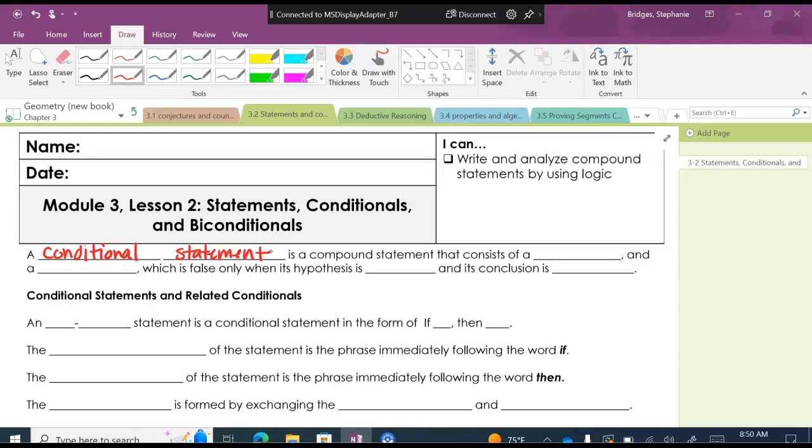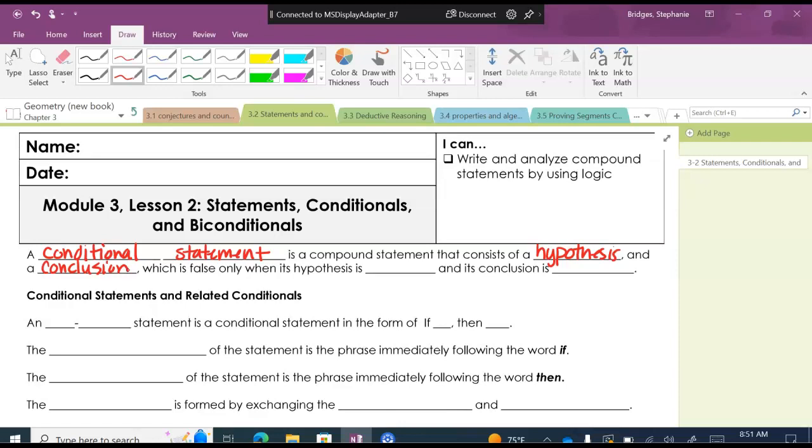In science, you make a hypothesis and a conclusion. So this compound statement consists of both a hypothesis and a conclusion. Okay, it's a conditional statement. It is a compound statement, two parts to it. The first part is going to be your hypothesis. The second part is going to be your conclusion.